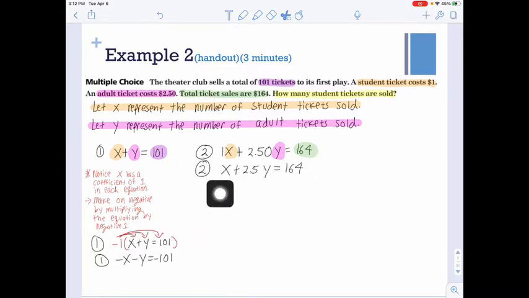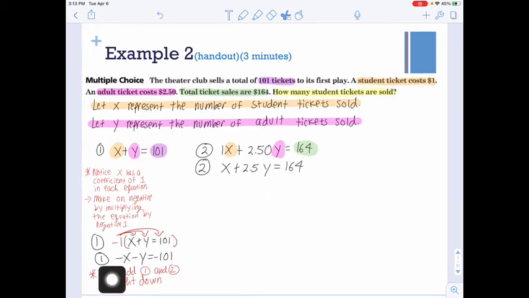We can also rewrite equation 2 to have just x plus 2.5y equals 164. If we want to multiply equation 1 by negative 1, we get negative 1 times the entire equation, x plus y equals 101. We're going to distribute this negative 1 to every single term in the equation. So we have negative 1 times x gives us negative x, negative 1 times positive y gives us negative y, and negative 1 times 101 gives us negative 101.